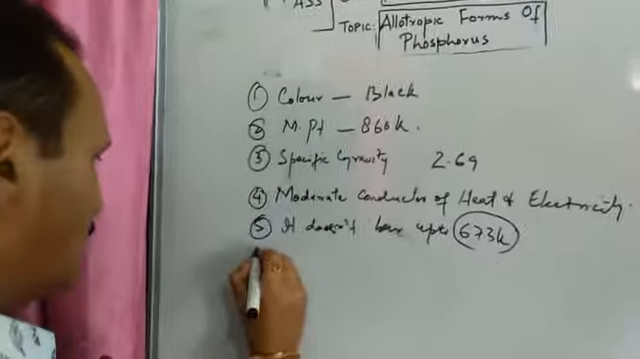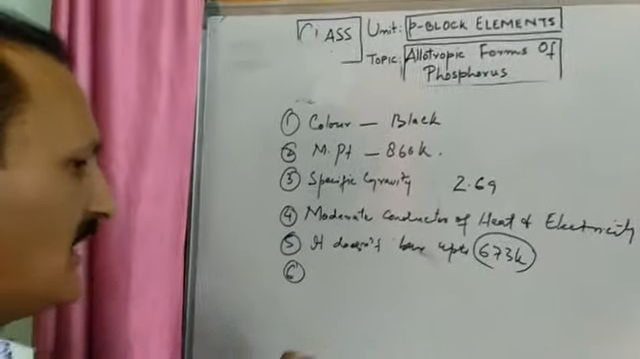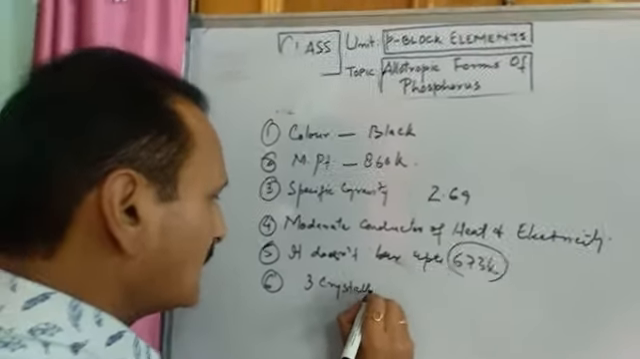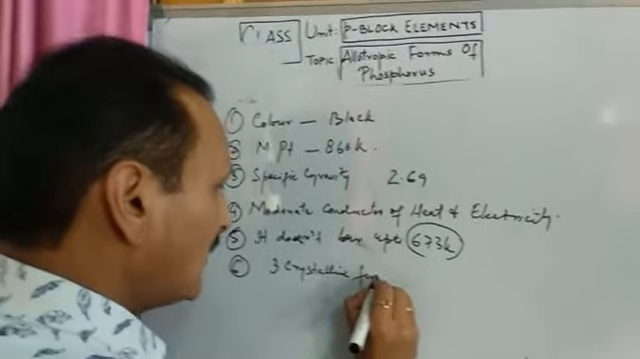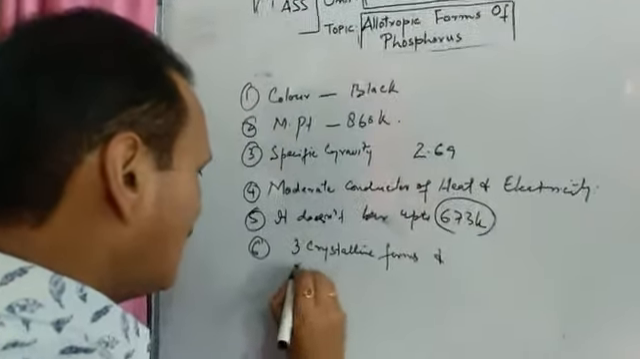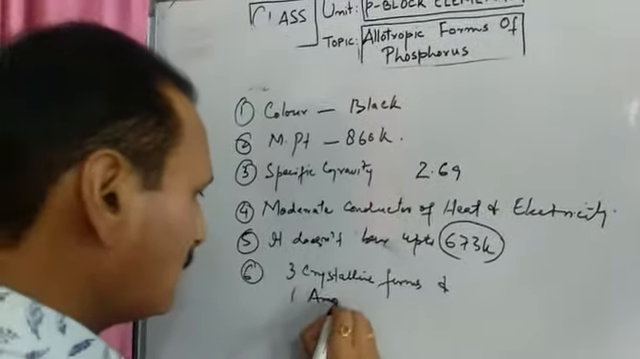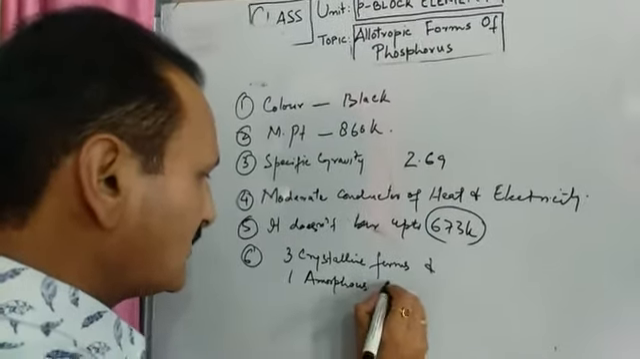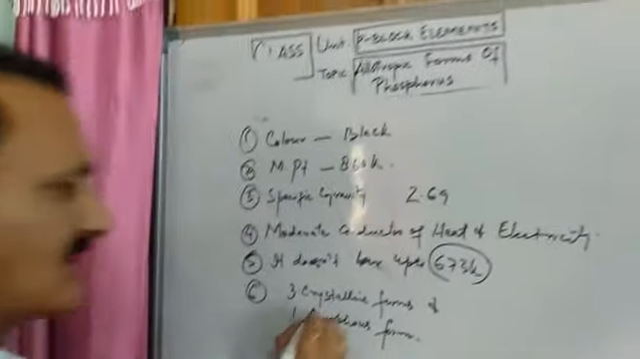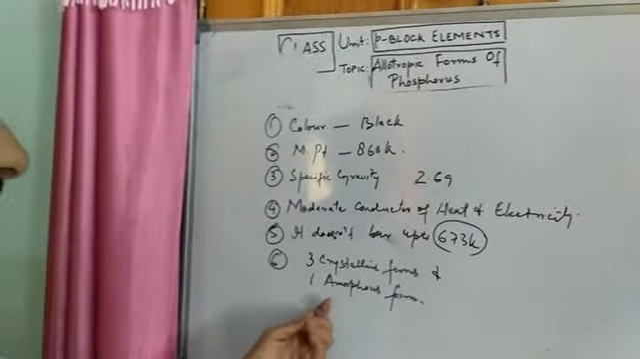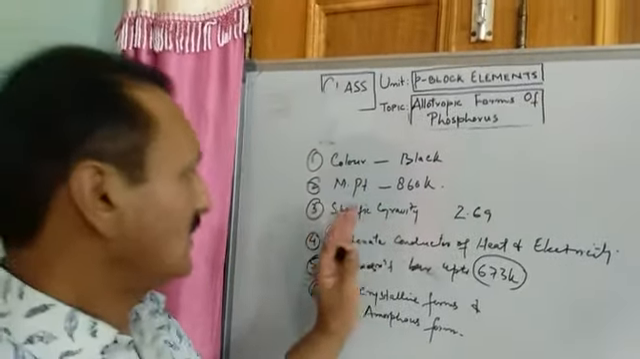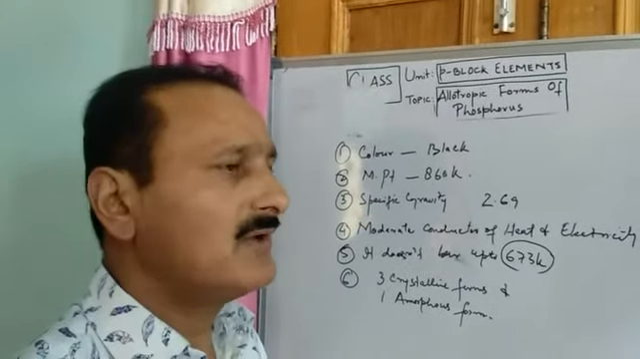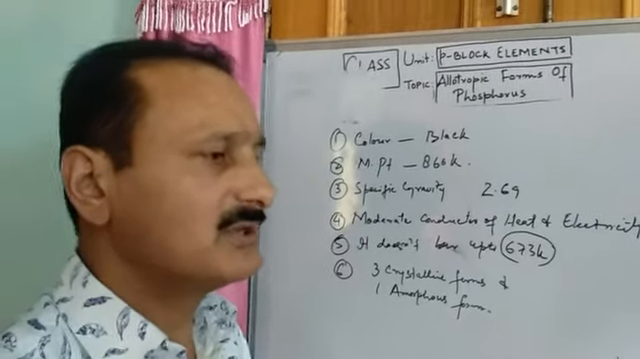Then coming to its existence, it exists in three crystalline forms and one amorphous form. So we can have black phosphorus in crystalline as well as amorphous form. So these are some of the properties and characteristics of black phosphorus, and that is all for today in this unit. Thank you very much.